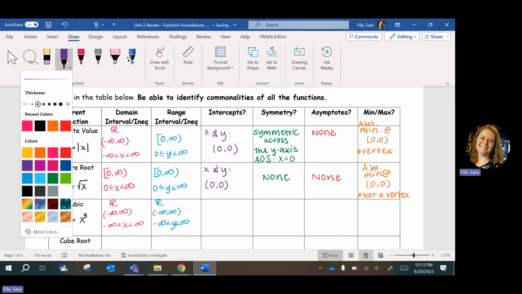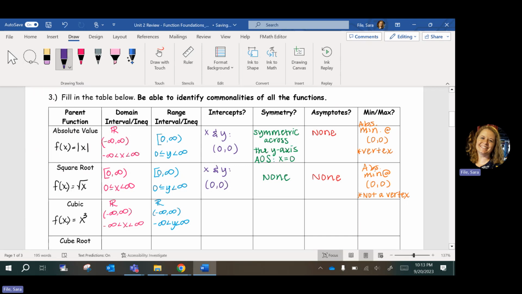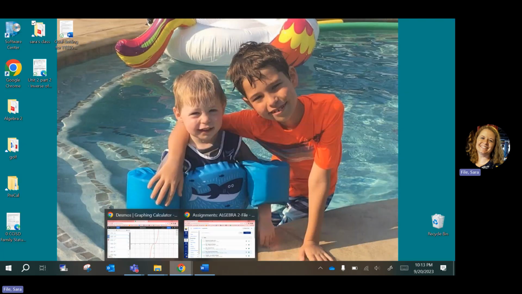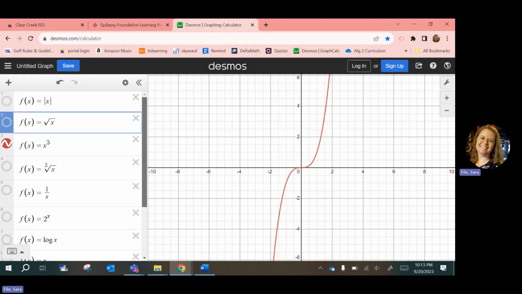Okay, and then x or y intercepts. The cubic function also goes through the origin. So it also has an x and y intercept of 0, 0. This one does have symmetry. If you look back at it, it is not symmetric about the y-axis. It's not the one that I could just fold over and everything matches up. But this is the one I could rotate 180 degrees and it would appear unchanged.